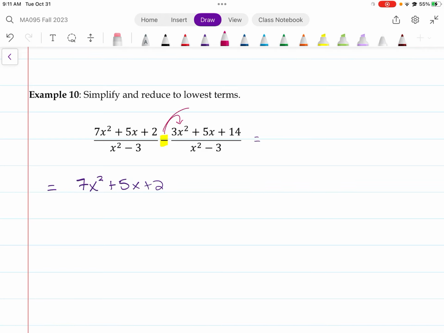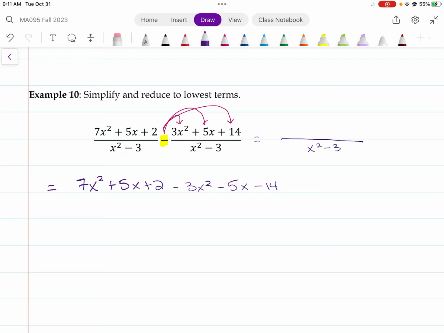You want to distribute that to that one, and to that one. So make sure you do that first. So minus 3x squared minus 5x minus 14. I'm just going to deal with the top right now instead of rewriting the bottom every time. So the bottom is just going to be x squared minus 3, right? So it's going to be all of this over x squared minus 3.